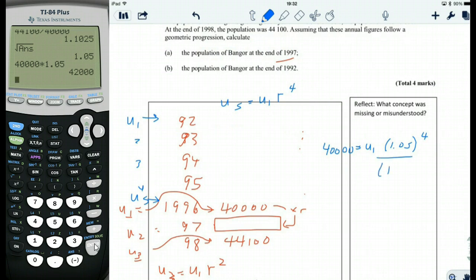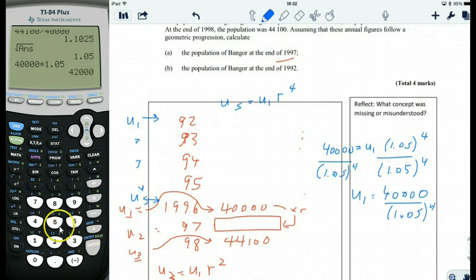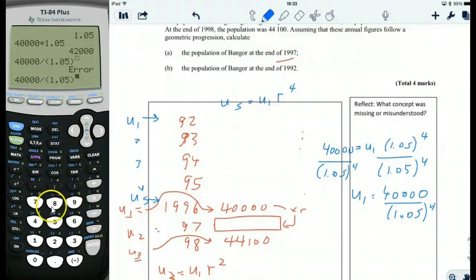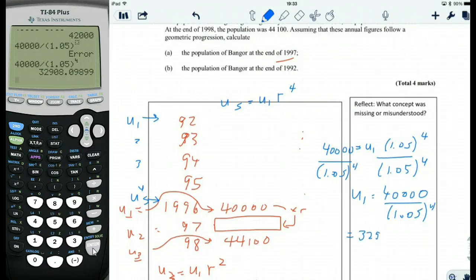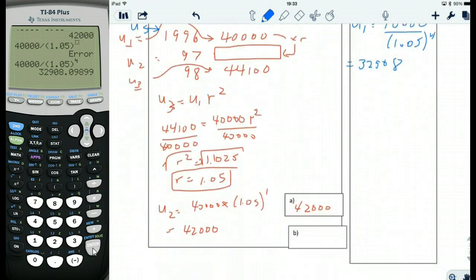And so then we divide both sides by 1.05 to the fourth. And so we have U1 equals 40,000 divided by 1.05 to the fourth. Okay, so 40,000 divided by 1.05 to the fourth. Oops, it was not quite typed in all the way. So the answer is 32,908.